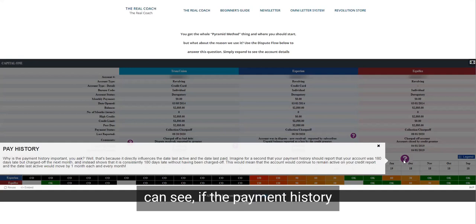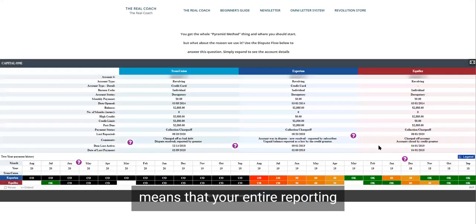So as you can see, if the payment history is not correct, then the date last paid is not correct, and then the date last active is not correct. And that obviously means that your entire reporting is not going to be correct. Now, as you can see, there's also a violation in here in the payment history.